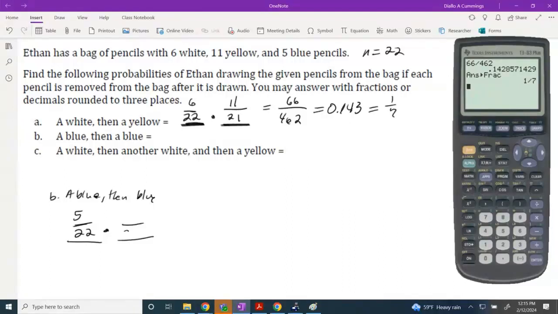For my second choice of pencil, my denominator changes because we've already chosen 1 blue pencil. It also reduces the number of blue pencils in the bag. So instead of 5 blue pencils, there are going to be 4 blue pencils. So this is the dependence part of the probabilities. We multiply the numerators and the denominators, so we get 20/462. I'm going to convert it to a decimal. 20 divided by 462, and if we express it as a decimal rounded to 3 places, we would have 0.043.